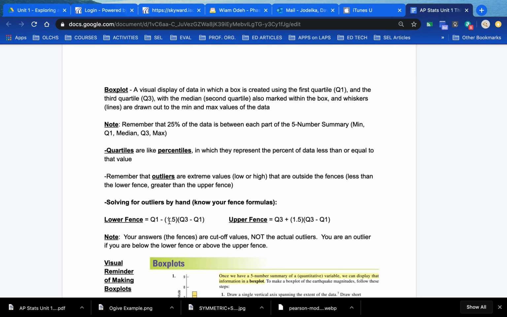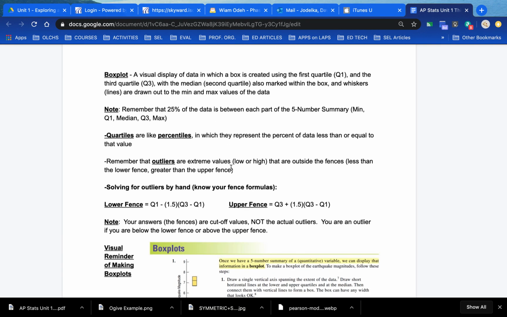Okay, box plot, very common. Guarantee you'll have to do something with one or maybe draw one. Remember, this is a visual display of essentially your 5-number summary. The 5-number summary meaning the min, the max, those are the smallest and largest data points, as well as the first quartile, the median, and the third quartile.